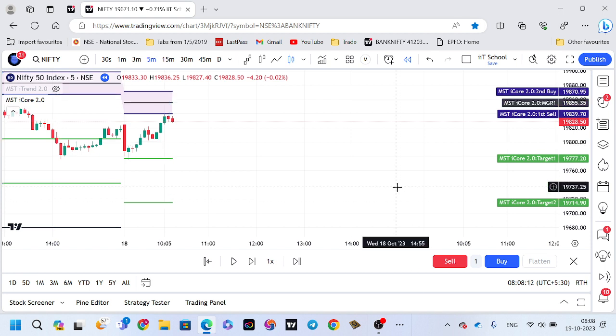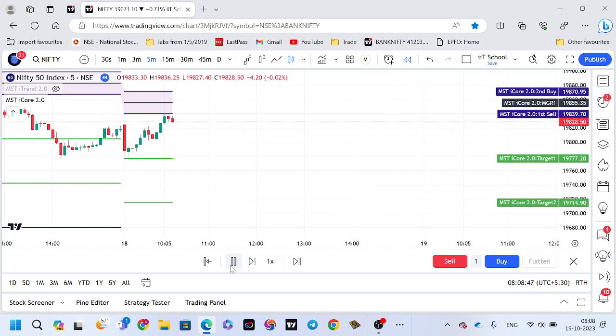Now we are going to wait for the 1:1 target or 1:2 target. It is up to you. If you have taken only one lot and are waiting for the 1:2 ratio, keep the stop loss at cost to cost after it has reached the 1:1 target. If you want to wait for more targets, take 3 lots initially, book the first lot at the first target and revise the stop loss to cost to cost. Book the second lot at the second target and revise the stop loss to the first target, and book the third lot at the third target and exit from the market.